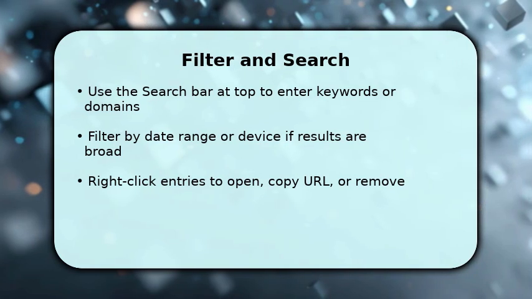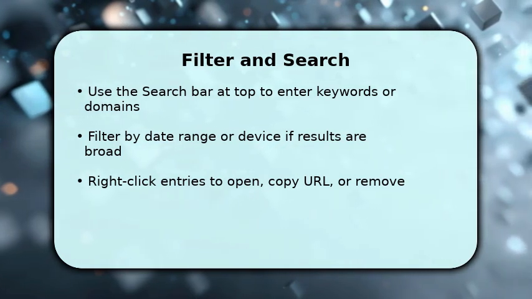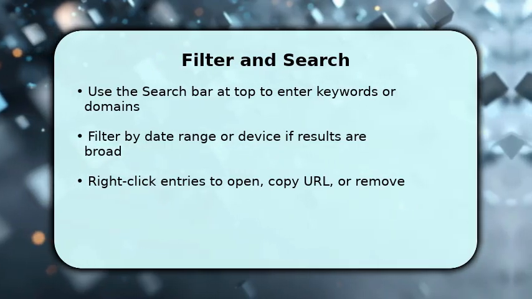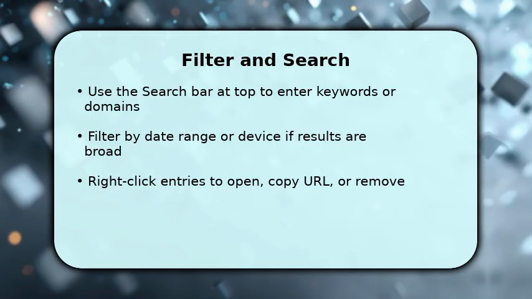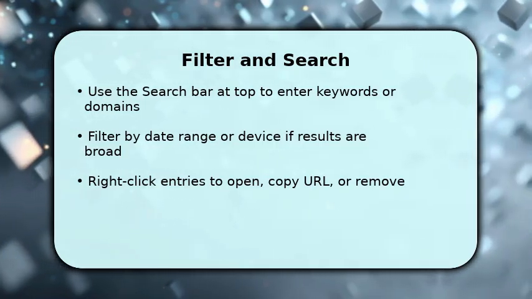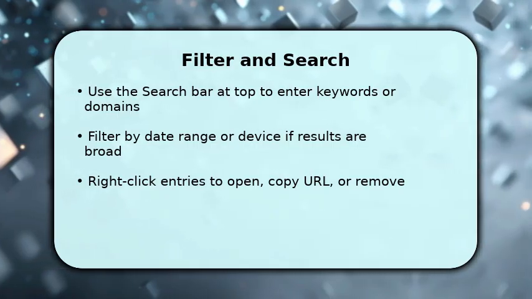Now focus on narrowing results. Type keywords, full URLs, or site domains in the History search bar to locate specific pages faster. You can filter by date by scanning entries or switching devices if you sync Chrome across phones and computers. This helps when many results match.